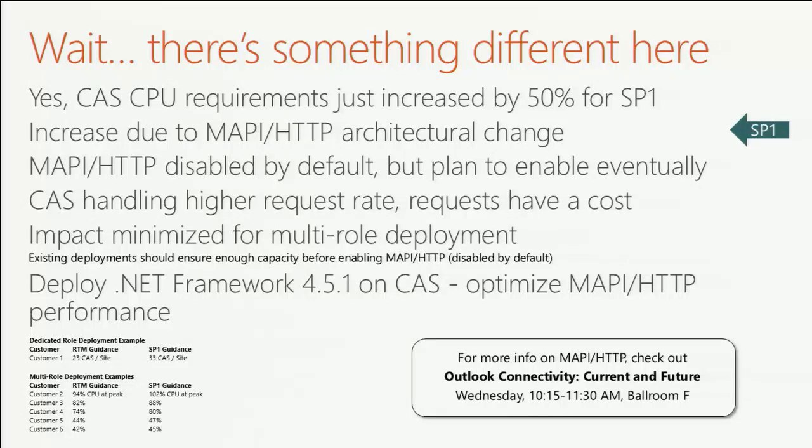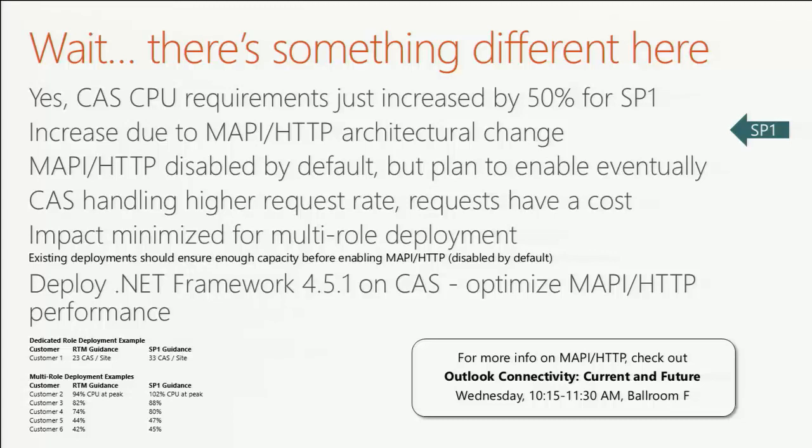There are a couple of examples here where one customer had sized to run at 94% CPU at peak. Obviously, that's not something we want people to do. They had some specific business reasons for doing that. They're now running at 102% CPU at peak. So yeah, they're going to have to change something there. But it's not going to be on the magnitude of the customer here who has dedicated CAS servers. That's the key point. So you're all going to use multi-role deployments.